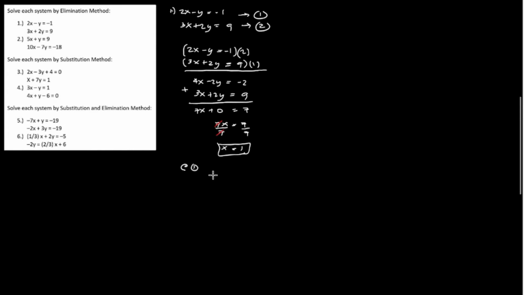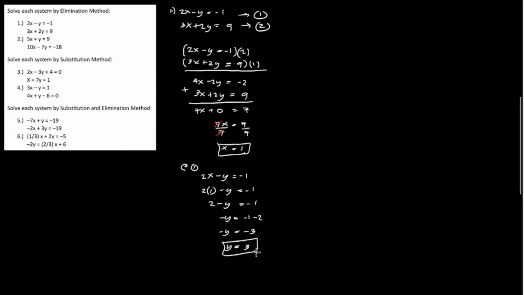At equation 1, 2x minus y is equal to negative 1, and x is equal to 1, so 2 times 1 minus y is equal to negative 1. This is 2 minus y is equal to negative 1, and negative y is equal to negative 1, transpose positive 2 to the right side, or negative 2, and negative y is equal to negative 1 minus 2, or negative 3. Y is equal to negative over negative, that's positive, so y is equal to 3.